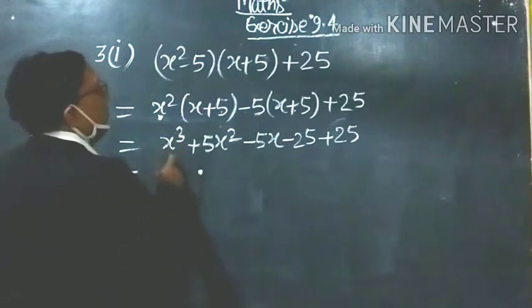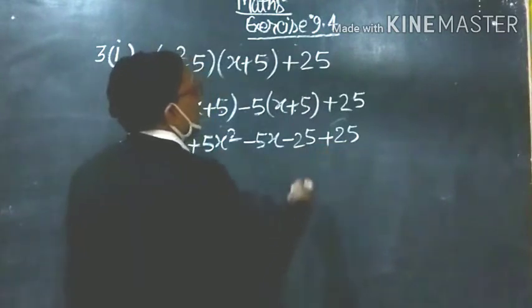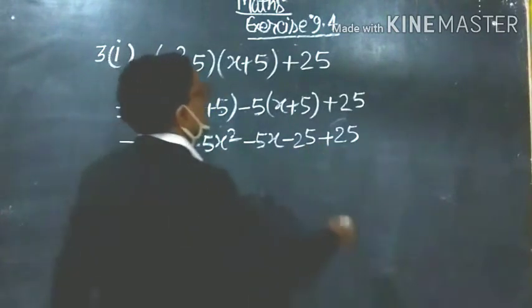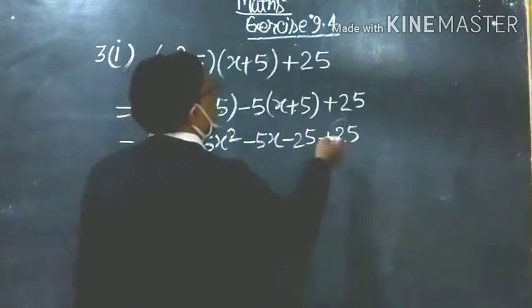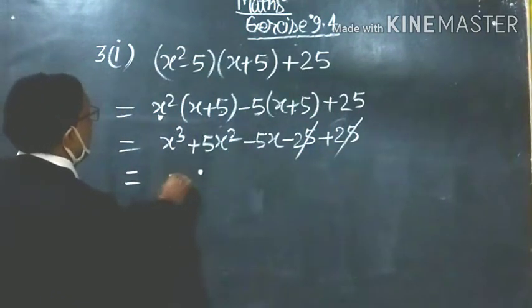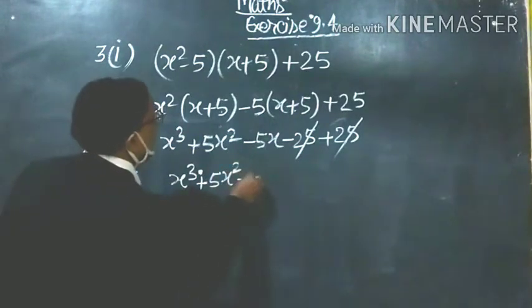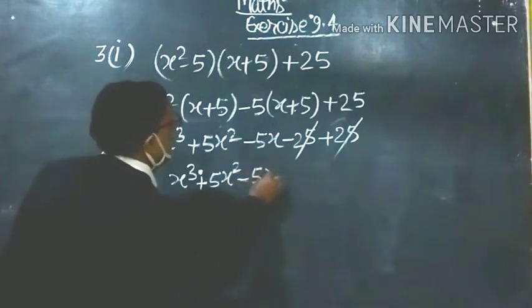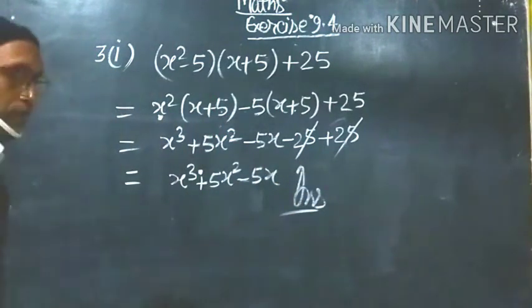Here only minus 25 plus 25 are like terms. They will be equal, but their signs will be different. Therefore, they will be cancelled here. You get x cube plus 5x square minus 5x. This is your answer.